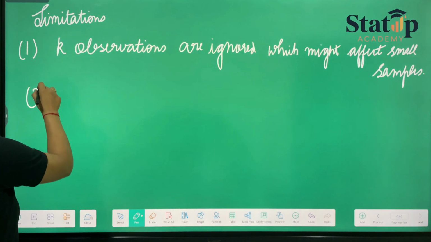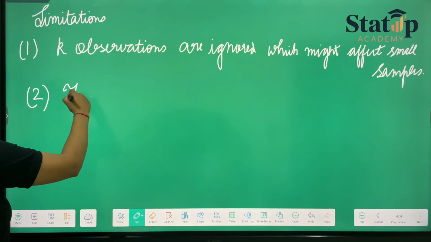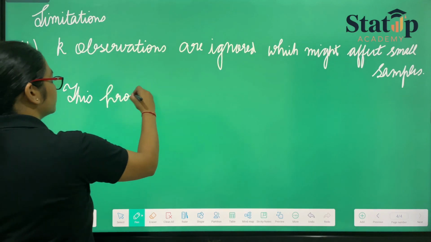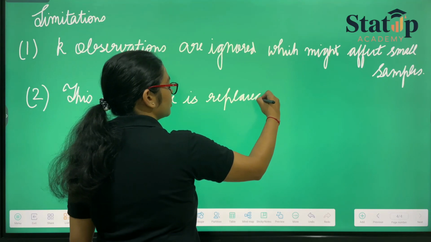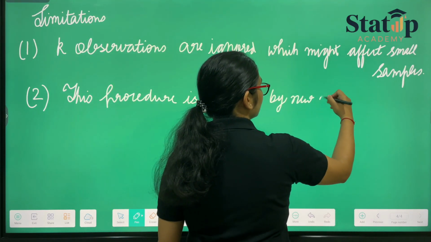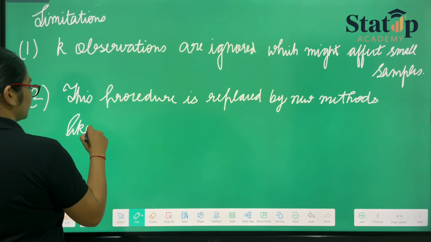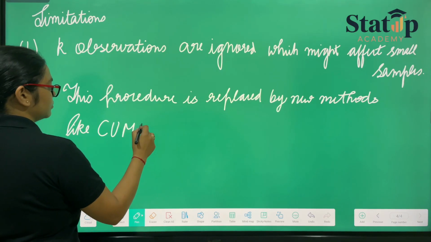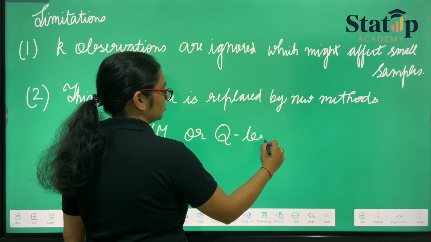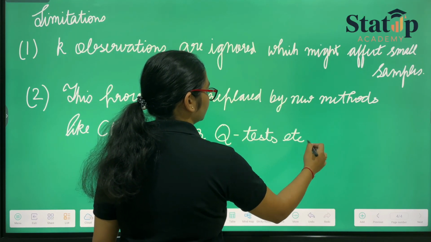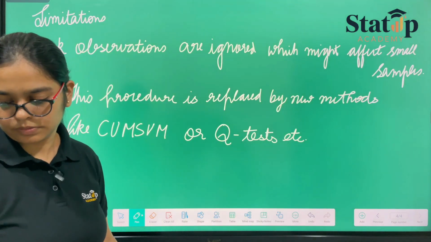The second one is, this procedure is replaced by new methods like cumulative sum or Q tests, etc. So these were your disadvantages. Now what are the advantages?